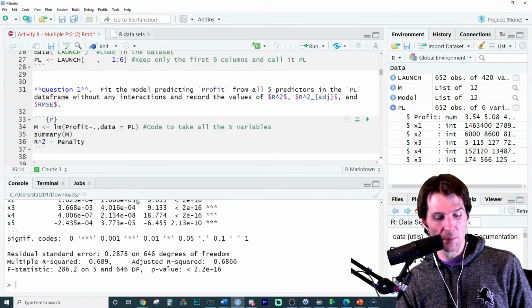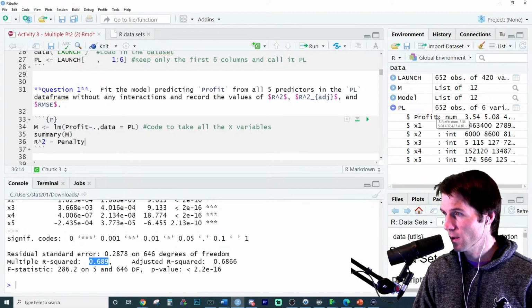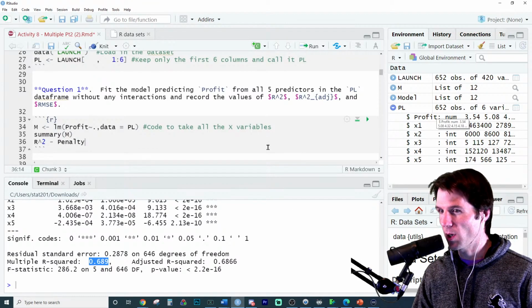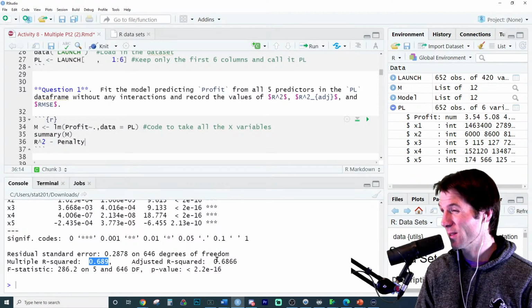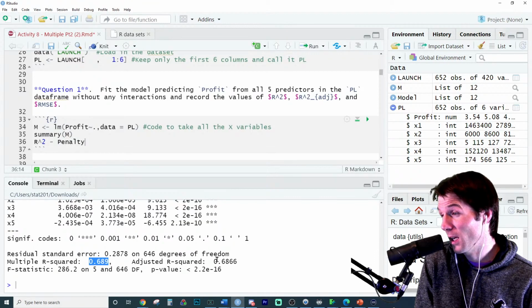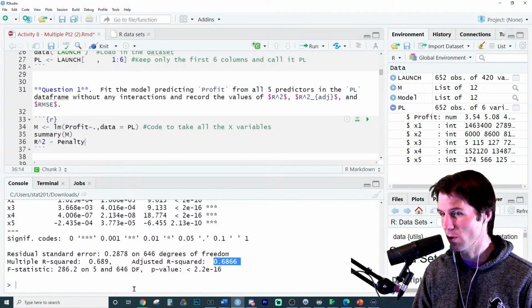Probably some problems though. So the multiple R squared is the percent of variation in Y explained by the variation in X. Once again, 68.9% of the variation in profit is explained by the variables in the model. And the adjusted R squared is a kind of more penalized way of looking at it to say, we've got a bunch of X's, but truthfully, since they're close, we're good.